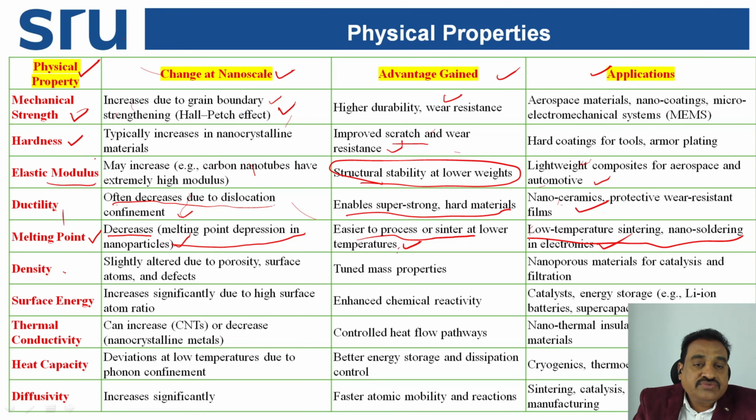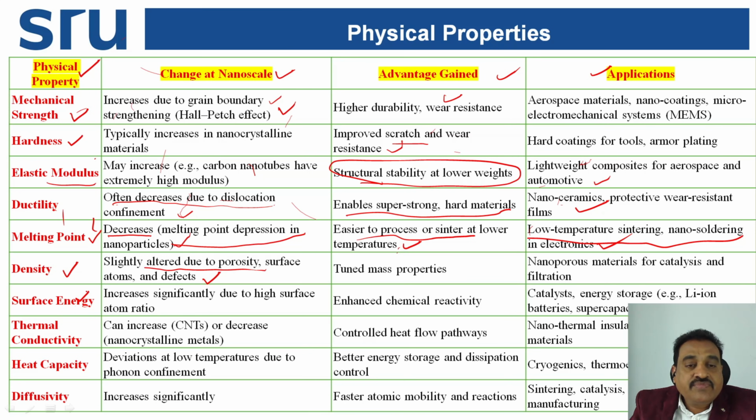Coming to density, how it is changing, we try to understand. It is slightly altered due to porosity, surface atoms, and defects. So we get tuned mass properties. This is the advantage. Due to these physical properties, we can use nanoporous materials for catalysis and filtration.